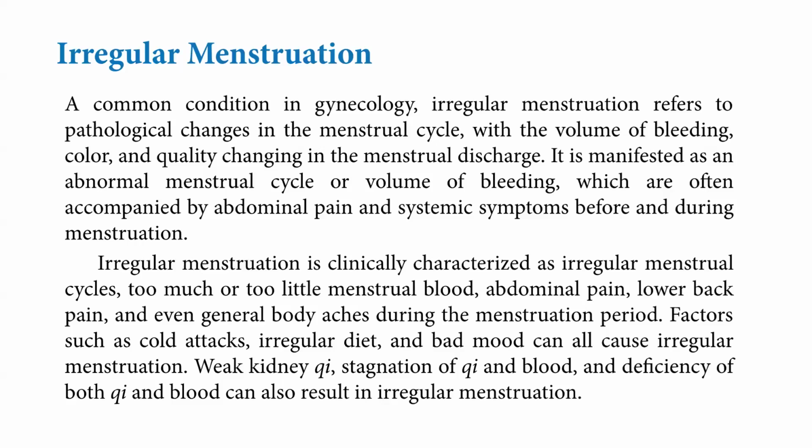Irregular menstruation is clinically characterized as irregular menstrual cycle, too much or too little menstrual blood, abdominal pain, lower back pain, and even general body aches during the menstrual period. Factors such as cold attacks, irregular diet, and bad mood can all cause irregular menstruation. Weak kidney qi, stagnation of qi and blood, and deficiency of both qi and blood can also result in irregular menstruation.